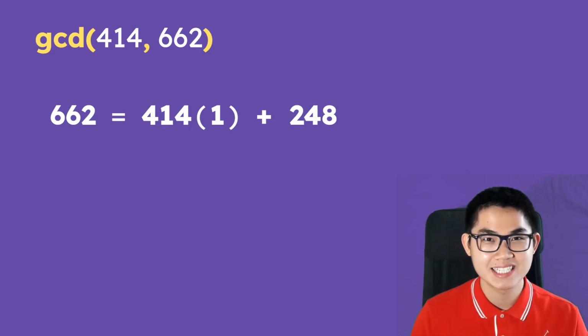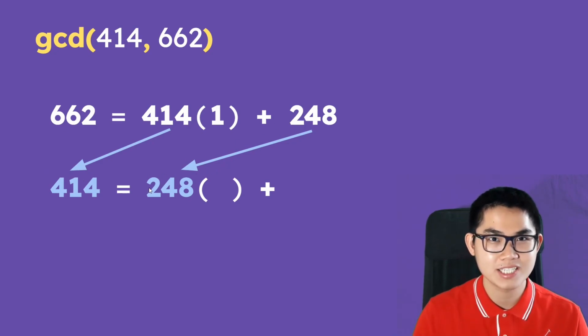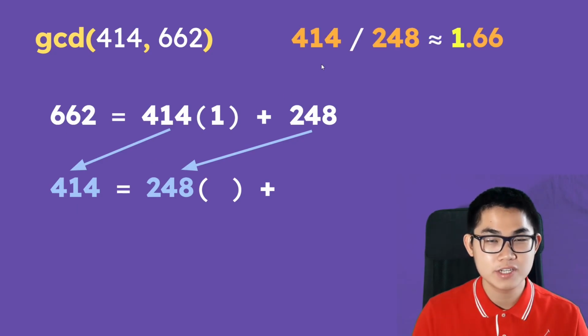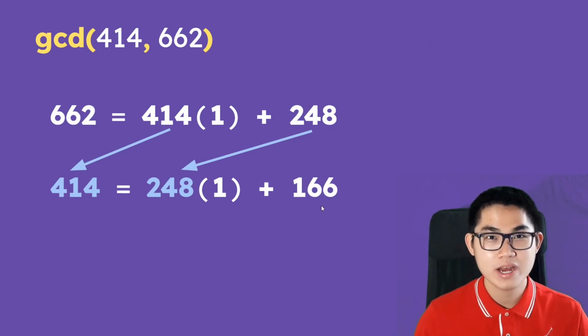We are almost done. The next step is to take the number 414 and drop it down here. So we take this, we put it down here, and then we take 248, we put it down here, and repeat the process. So take 414 divided by 248, and that gives you approximately 1.66. Take the number 1, put it into the parentheses, and then find the remainder. If you find the remainder, you're going to get 166, and repeat this process.